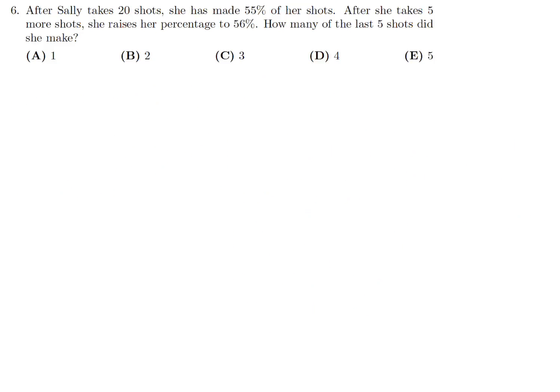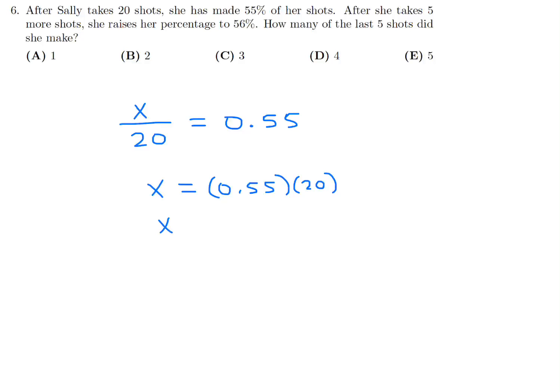After Sally takes 20 shots, she has made 55% of her shots. After she takes 5 more shots, she raises her percentage to 56%. How many of the last 5 shots did she make? Right, so X over 20 is 55%. That's initially what they tell you in the question. Solving for this, 0.55 times 20 is 11. So initially she makes 11 of her shots.